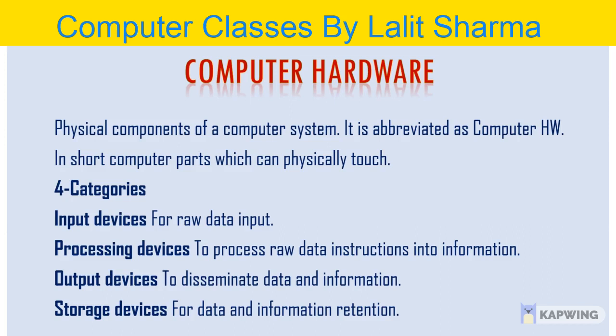4 categories. Input devices for raw data input. Processing devices to process raw data instructions into information. Output devices to disseminate data and information. Storage devices for data and information retention.